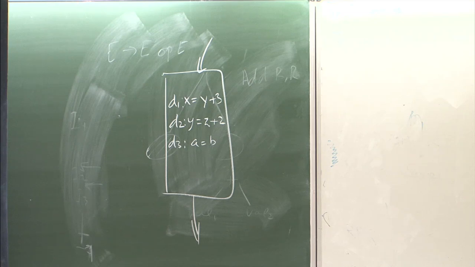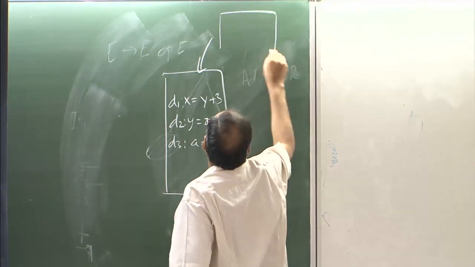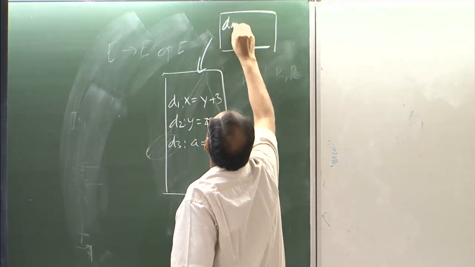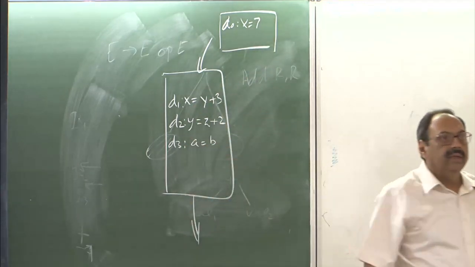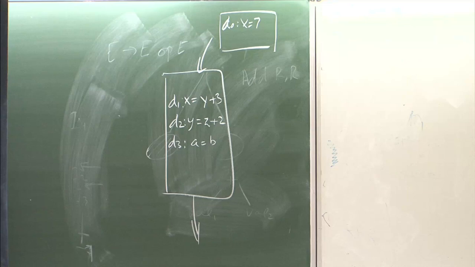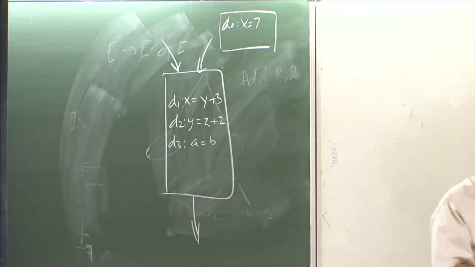But it is also going to kill certain definitions. For example, prior to this, suppose I had a basic block which had D0, saying x is being assigned 7. Now if control flows through this, and since I don't know whether control will flow through this or not, I have to assume it with equal probability, even if there is a path from here to here. If control flows from there, then D0 will not be available to me because x is being reassigned. So this definition will always be good.